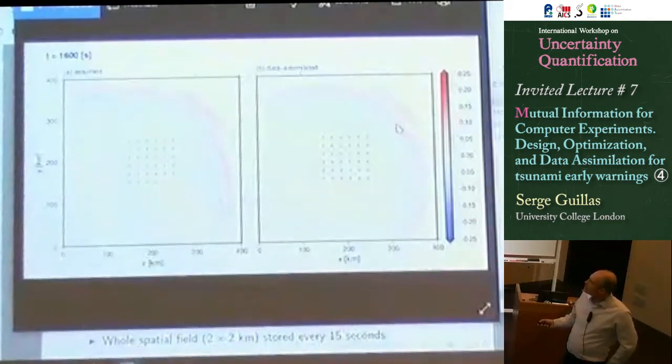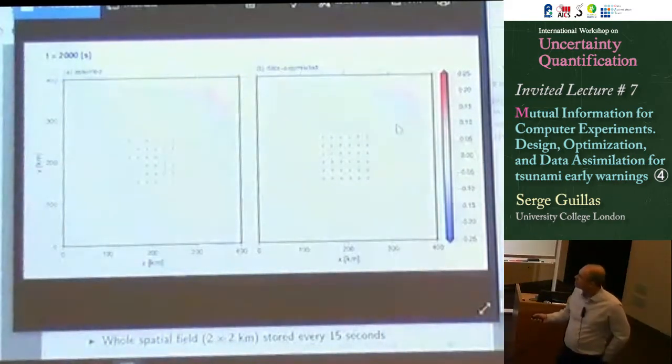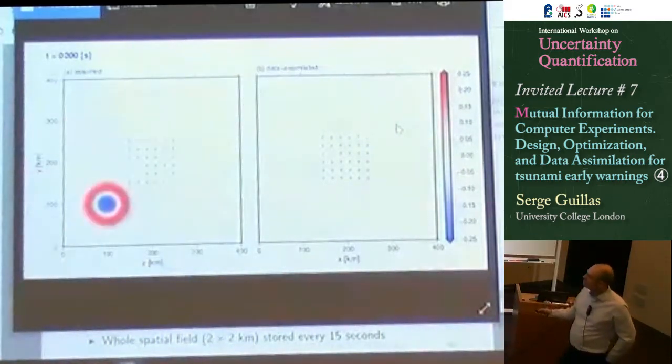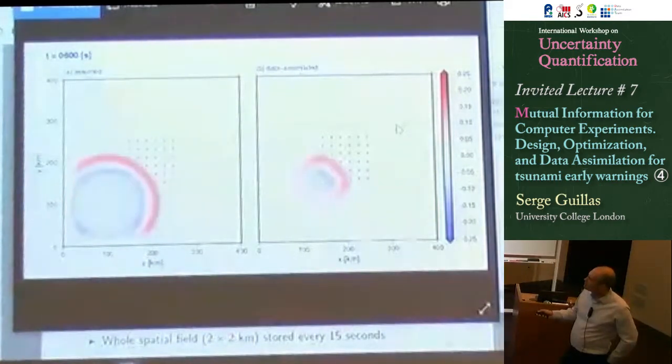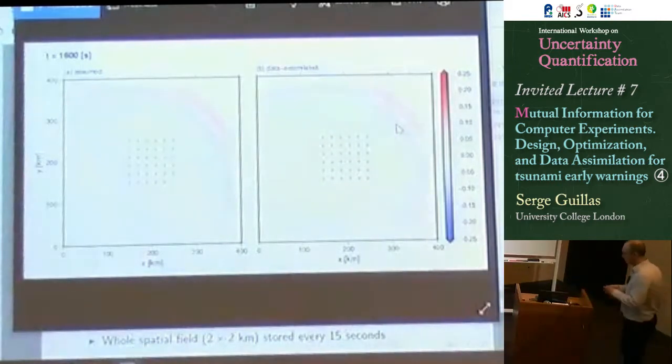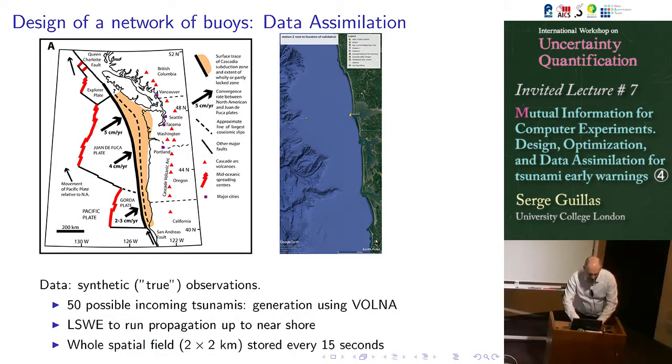So you see, you start on the left with the truth. On the right, you start with nothing. You have no idea whatsoever what's going on, you just assume some basic starting point, and then you learn through this network of buoys, and you see after a while you match the true wave. You match it. So if I go back now to my talk.